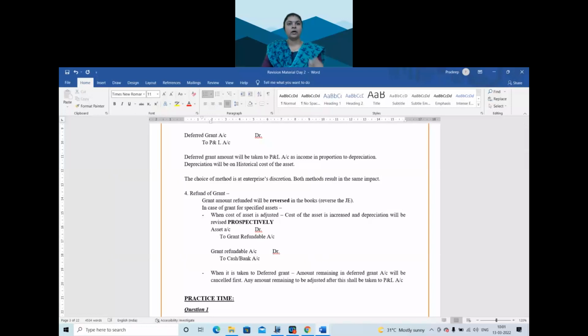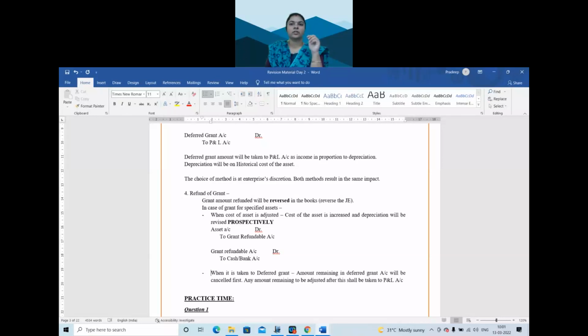Now, the second part of the story: what happens to depreciation? Here, the depreciation will be changed prospectively, which means take the book value as on date, add the amount of grant refunded, and divide the revised book value by the remaining useful life.